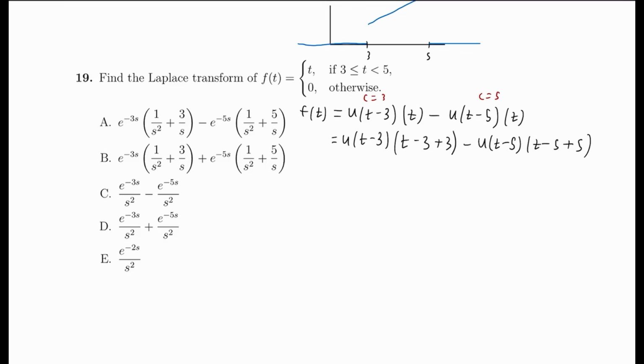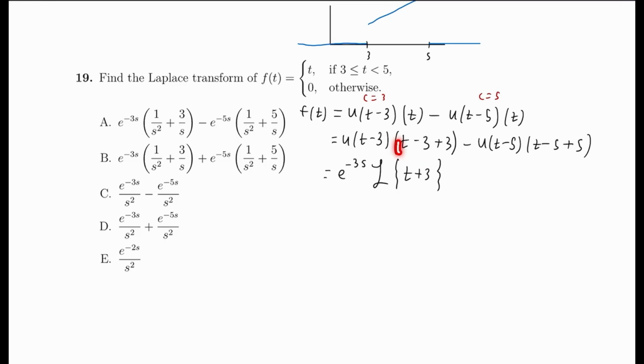We can start transforming this now. Using that number 13 on the sheet, we'll have e to the negative cs. So this first one is going to be e to the negative 3s times the Laplace transform of f of t minus c. So we're taking this in terms of t minus 3. So this is really just the transform of t plus 3.